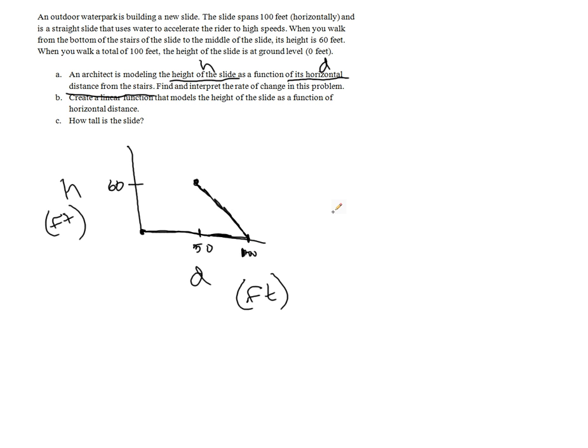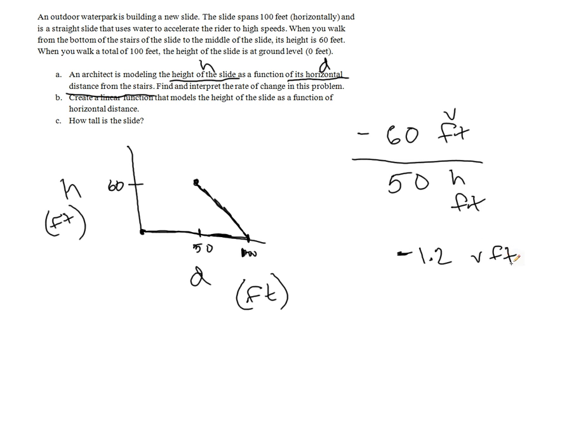Okay, well, we know that in this case, the rate of change, since it's change in output over change in input, the slide drops 60, I'll call this vertical feet, we'll call it V feet, for 50, or an increase of 50 horizontal feet. So that means negative 60 divided by 50 will give us a drop of 1.2 vertical feet per horizontal foot. So every horizontal foot that you walk over, you get a drop of just a little more than 1 foot vertically. So it's a pretty steep slide.